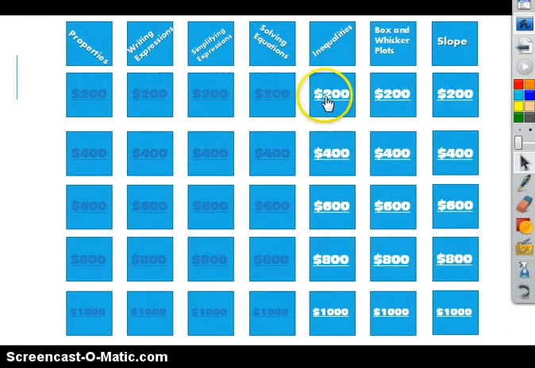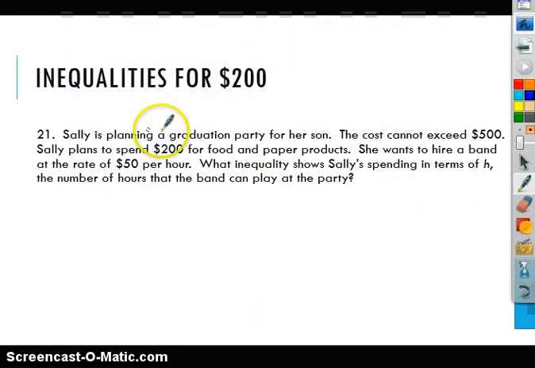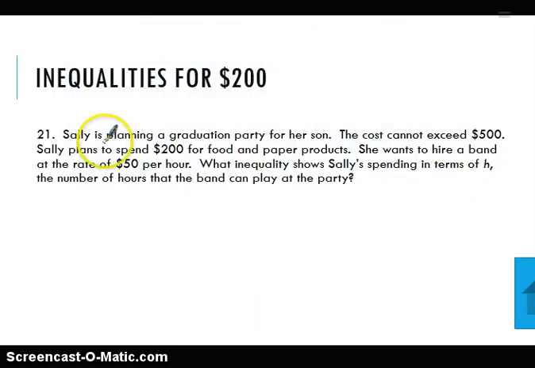Alright, so let's go ahead and go on to inequalities for 200. Sally is planning a graduation party for her son. The cost cannot exceed $500. So that means however much we spend, it's got to be less than $500, maybe equal to.